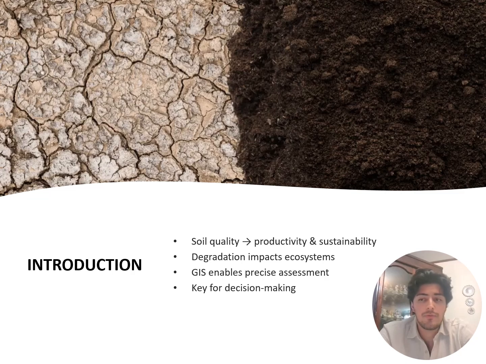Soil quality refers to the ability of soil to support productivity, maintain water and air quality, and also sustain human life. However, soil degradation is currently a global issue that negatively affects ecosystems and food production. That is why tools like geographic information systems help us analyze and monitor these changes more accurately.